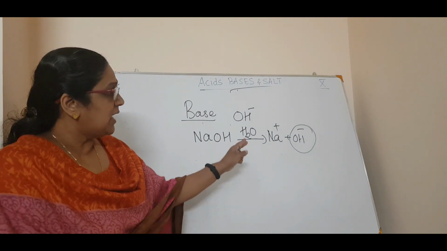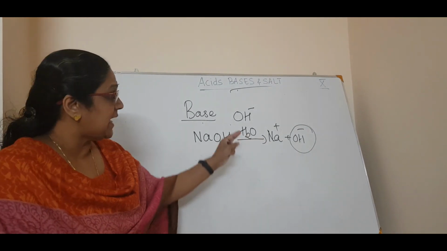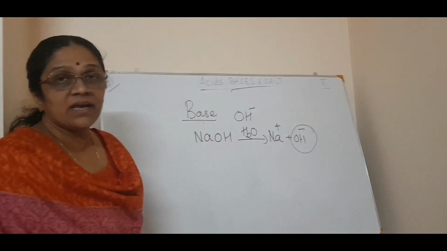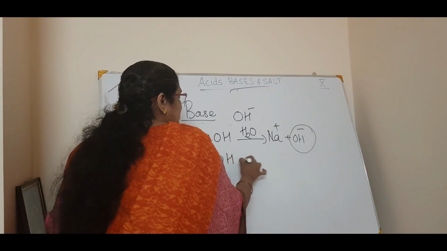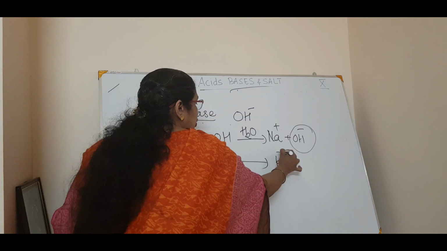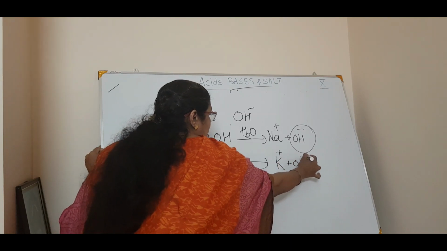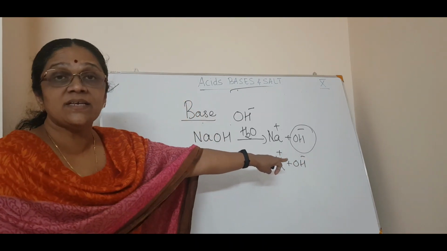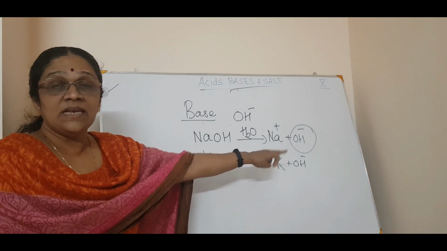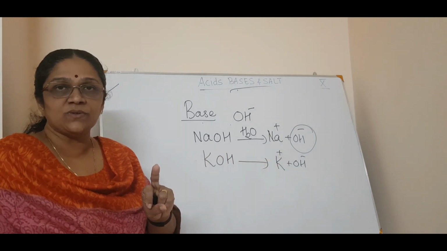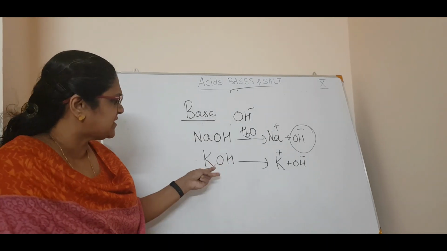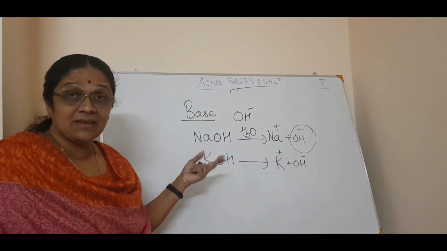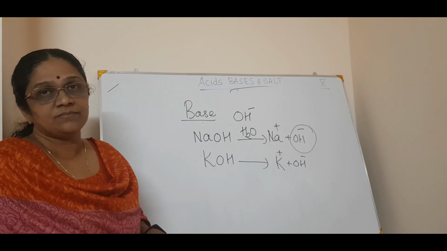Correct? So, the ions being produced are Na plus and OH minus ions. Another example, KOH. With KOH, you will get which ions? K plus and OH minus. See, OH minus ion is produced. In acid, H plus ions are produced. In a base, OH minus ion is produced. Again, more examples are magnesium hydroxide, calcium hydroxide, etc.